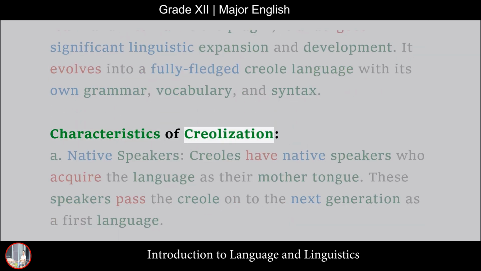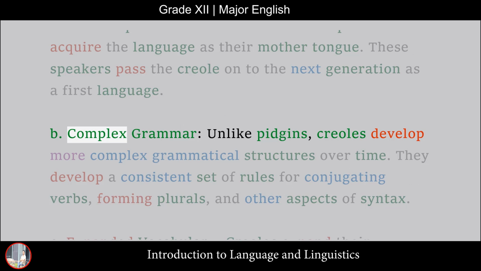Characteristics of creolization. A. Native speakers. Creoles have native speakers who acquire the language as their mother tongue. These speakers pass the creole on to the next generation as a first language. B. Complex grammar. Unlike pidgins, creoles develop more complex grammatical structures over time. They develop a consistent set of rules for conjugating verbs, forming plurals, and other aspects of syntax.